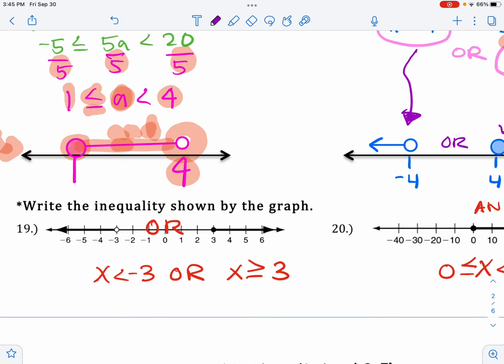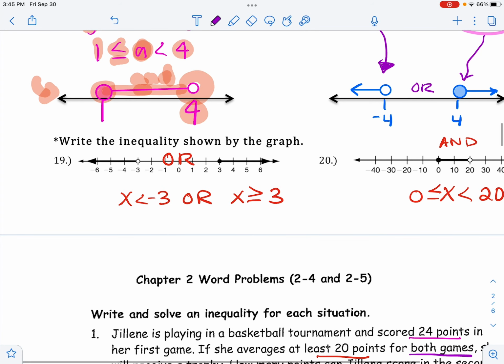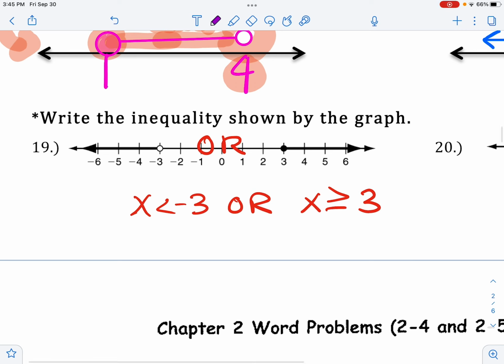All right, on number 19, we have another or situation. This time we just have to write it because we know it's or. We can put or in the middle and go ahead and write or, and then write our 2 inequalities. It can be less than -3, or it can be 3 or greater.